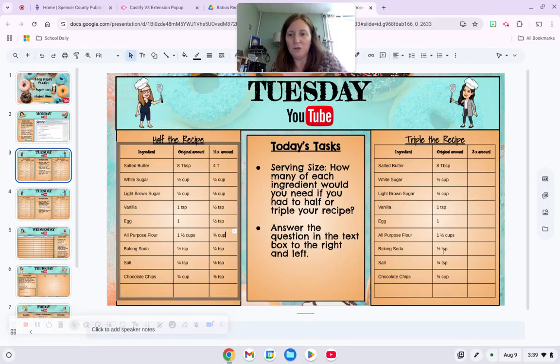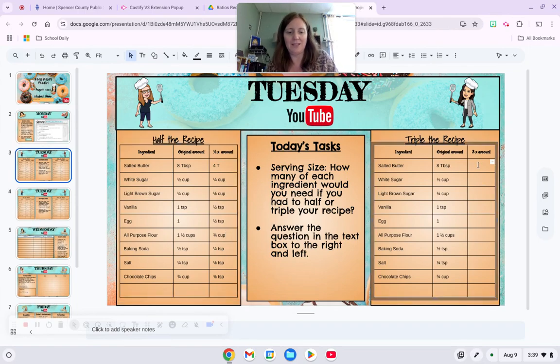Now I want to triple the recipe. When you're tripling something, that means you're multiplying everything by 3. So 8 times 3 is 24. Go through and you can do all of your whole number ones. And then do your fractions.